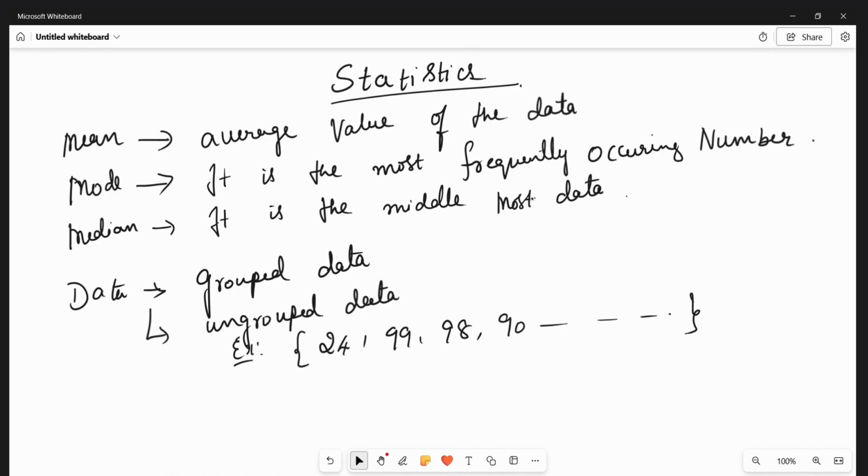Then grouped data means when we are writing in a frequency distribution table, then we call it grouped data. So what we are trying to do in this chapter is the grouped data. In this chapter, we are trying to learn about finding the mean, mode and median for the grouped data.